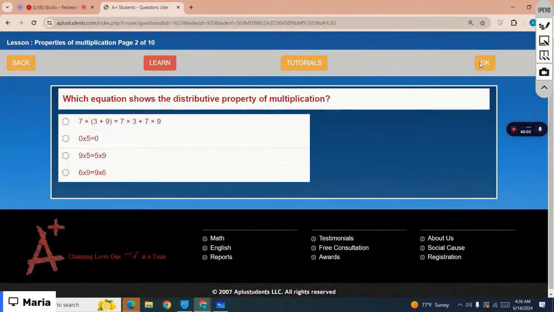Which equation shows the distributive property of multiplication? So which is the distributive property of multiplication? 1, 2, 3, 4. Which is the correct option?